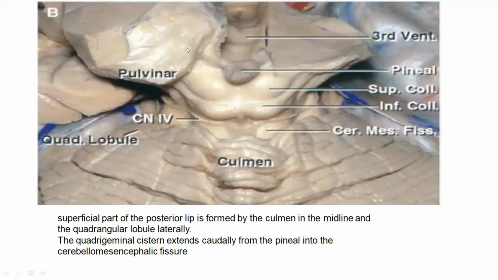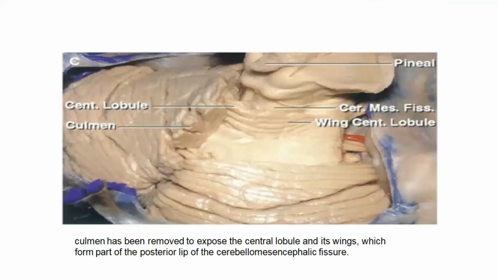Here you could see the laterally located structures. This is the pulvinar of the thalamus, and here this is the third ventricle. These are the superior and the inferior colliculi of the midbrain, which are actually the projections that define the midbrain. If we go on further, now the culmen has been removed here.